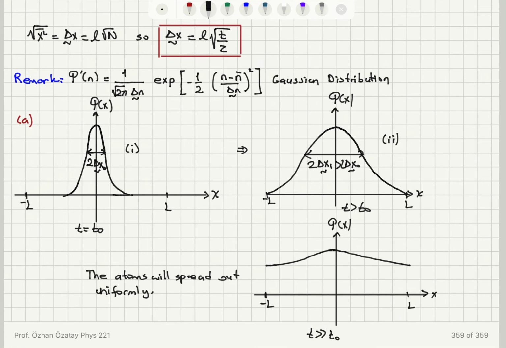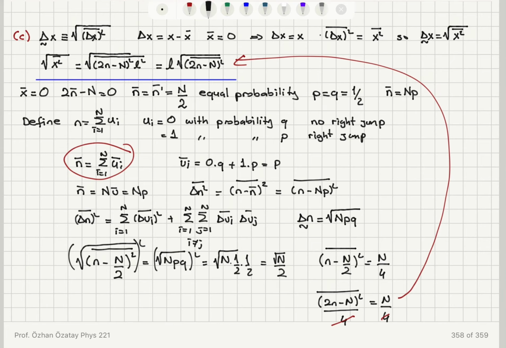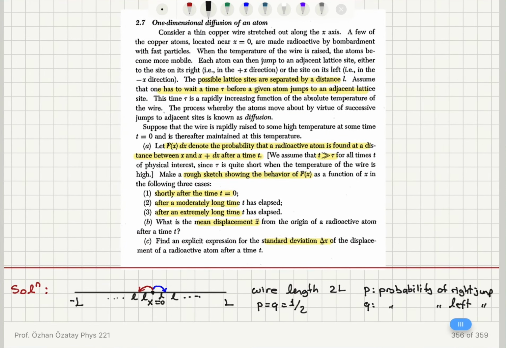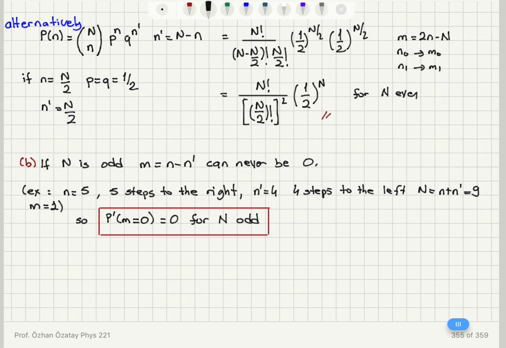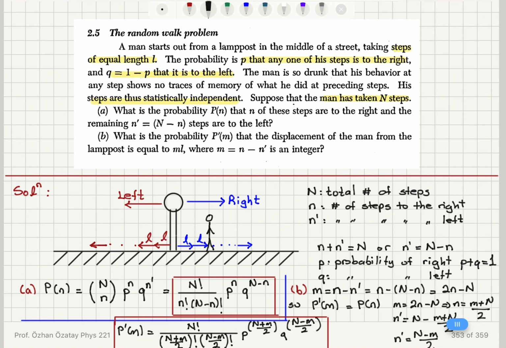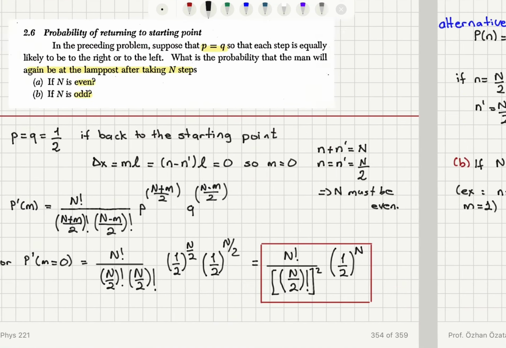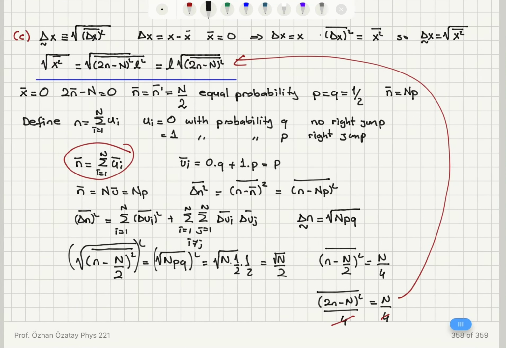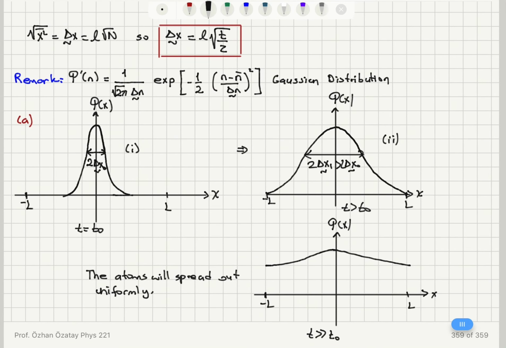I would like to remind you that this is basically a binomial distribution we have here for n. It's similar to the previous problem where we had the random walk, where we choose n steps out of a total of capital N steps. p to the n, q to the n prime gives the probability distribution of n. In the continuous limit, this turns into a Gaussian distribution, which is 1 over the square root of 2 pi times the standard deviation of n, times the exponential of minus 1 over 2 times (n minus n bar over delta n tilde) squared.